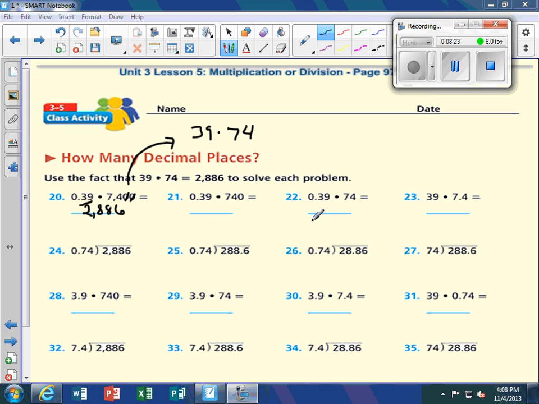Let's look at number 22. 0.39 times 74. We know that our answer is going to have a 2, an 8, an 8, and a 6 in it. Now, it's 39 hundredths of 74. It's not 39 hundredths of 7,400. So you're moving 2 places to the left. So it'll be 28.86 because it's 39 hundredths. Okay, hopefully that makes sense.